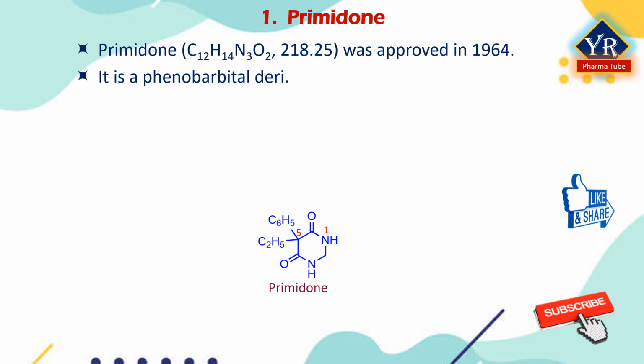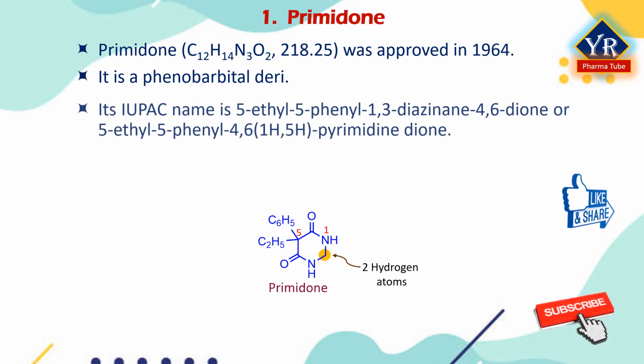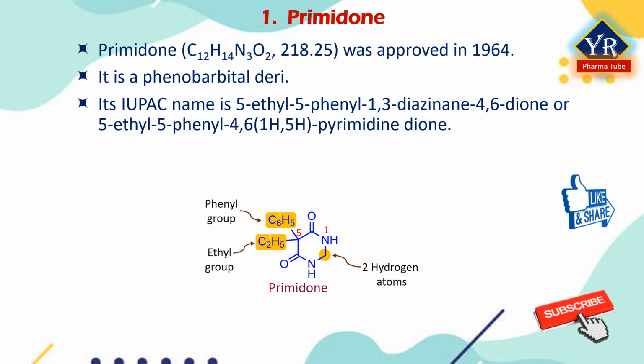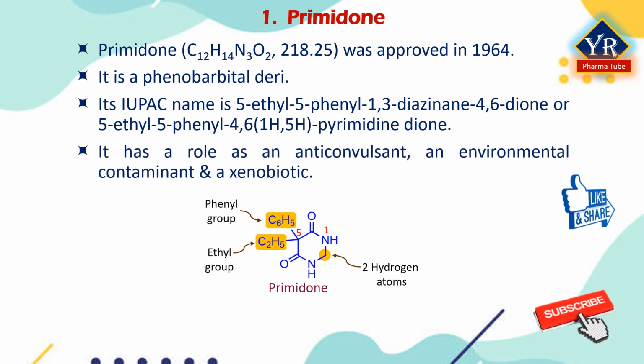It is a phenobarbital, that is a barbituric acid derivative where the carbonyl oxygen of the urea moiety is replaced by two hydrogen atoms. Its IUPAC name is 5-ethyl 5-phenyl 1,3-diazinane 4,6-dione or 5-ethyl 5-phenyl 4,6-pyrimidine-dione. Primidone is a pyrimidone, that is dihydropyrimidine 4H-dione substituted by an ethyl and a phenyl group at position 5. It has a role as an anticonvulsant, an environmental contaminant, and a xenobiotic.